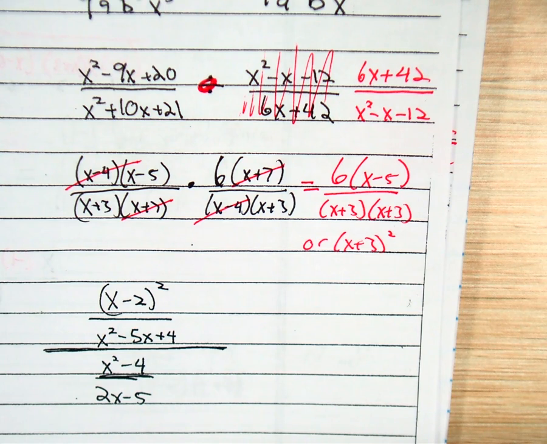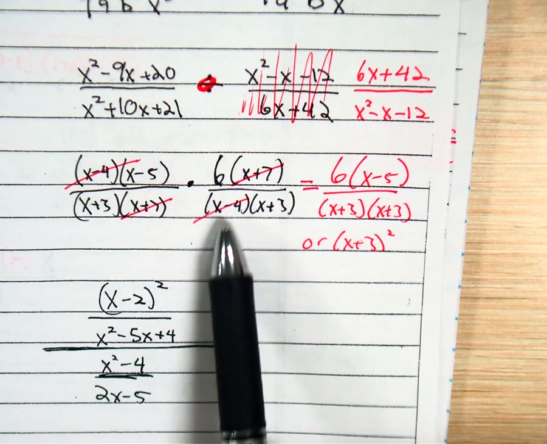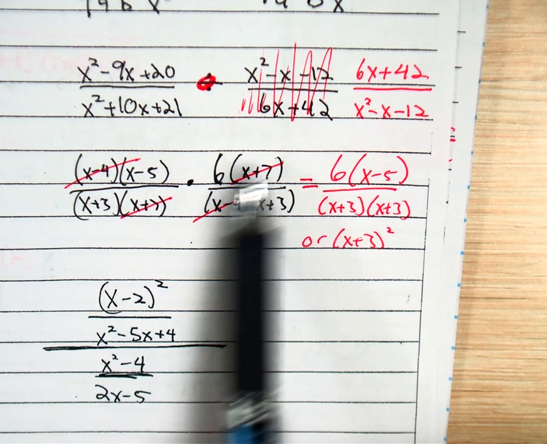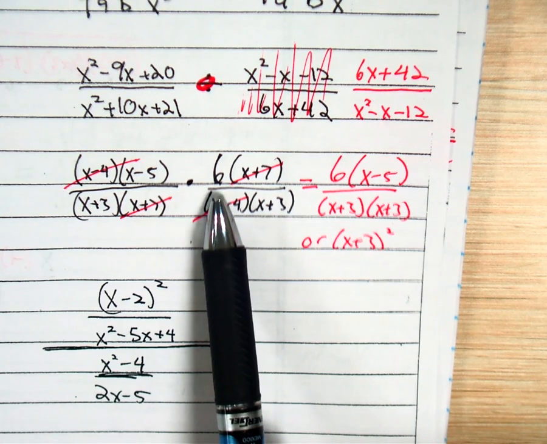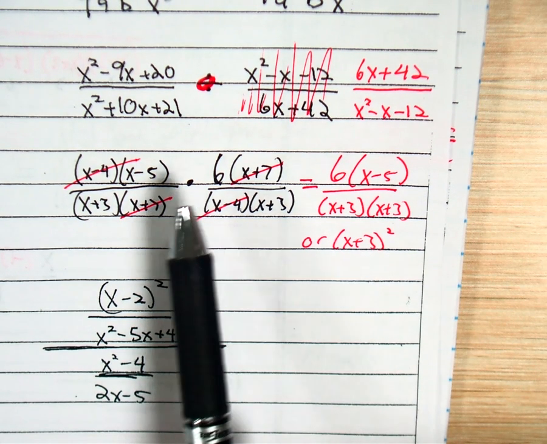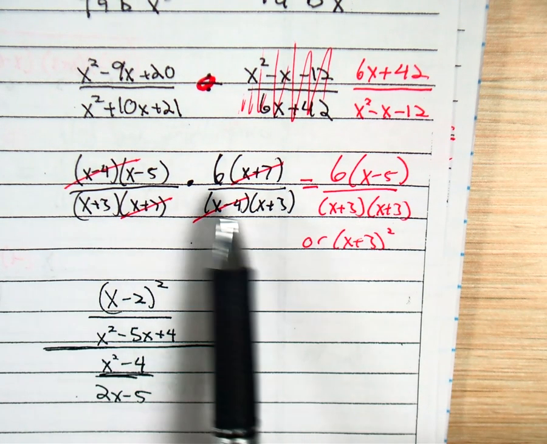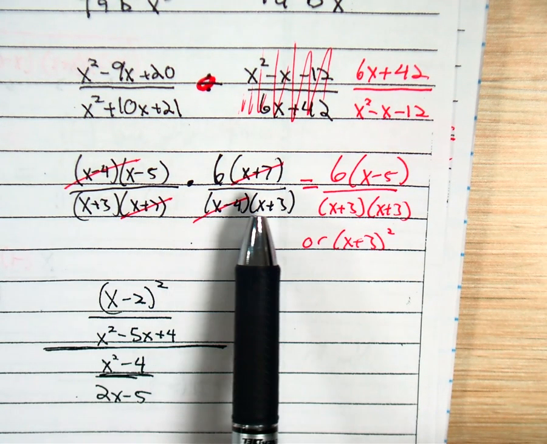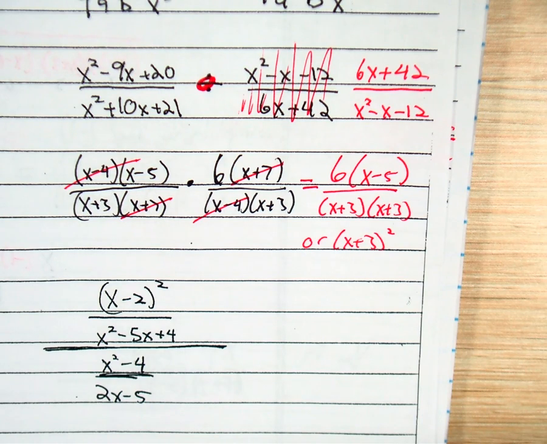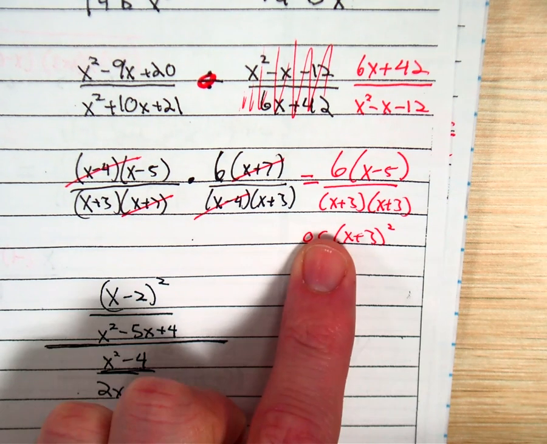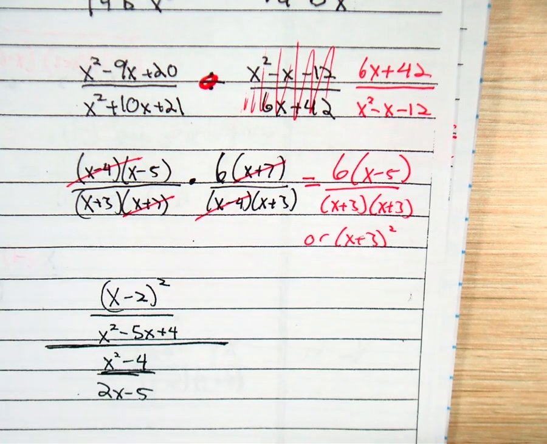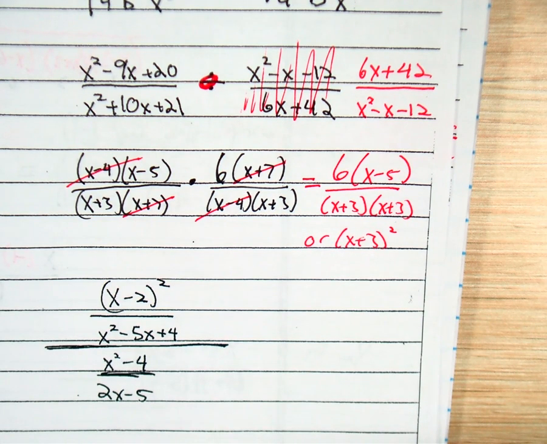Okay, then we're going through and canceling. We have x minus 4 on the top and bottom, and x plus 7 top and bottom. So I have 6 times x minus 5 on the top, x plus 3, and another x plus 3 on the bottom. Very tempting to cancel those out, but they're both on the bottom, so we can't. You could combine them together to be x plus 3 squared if you wanted to write it that way, but we cannot cancel them out.